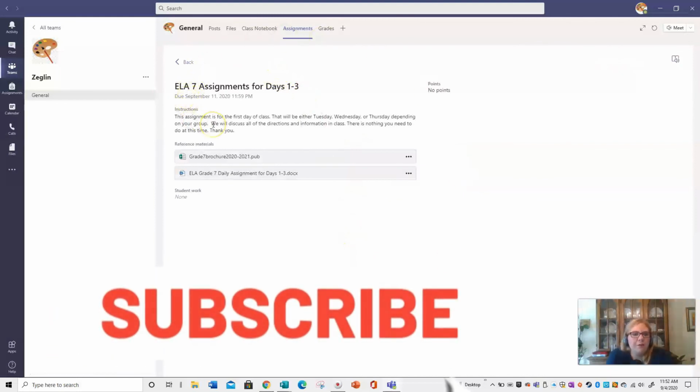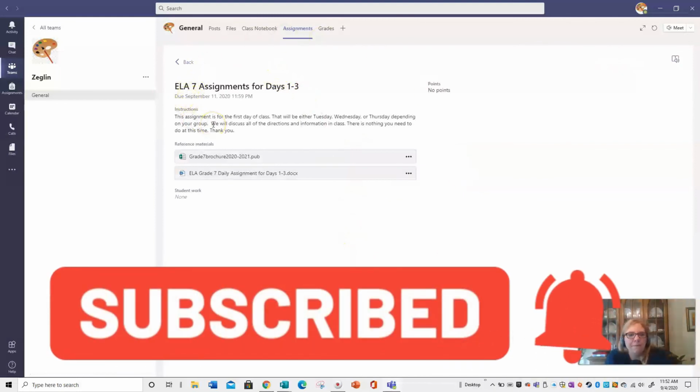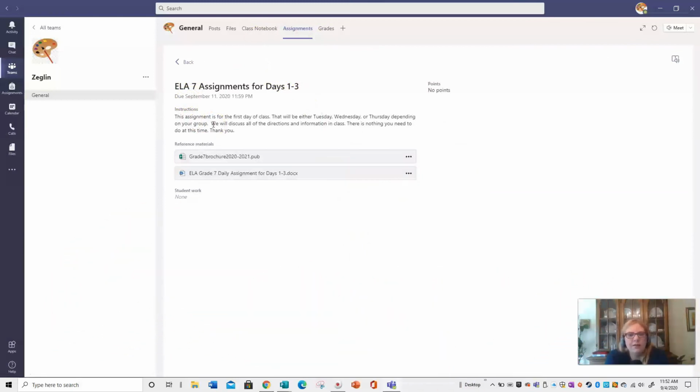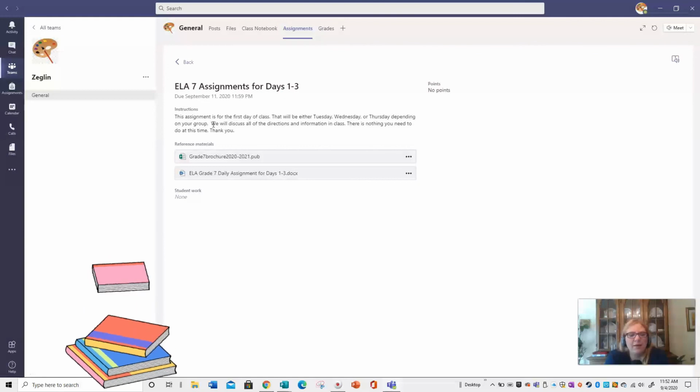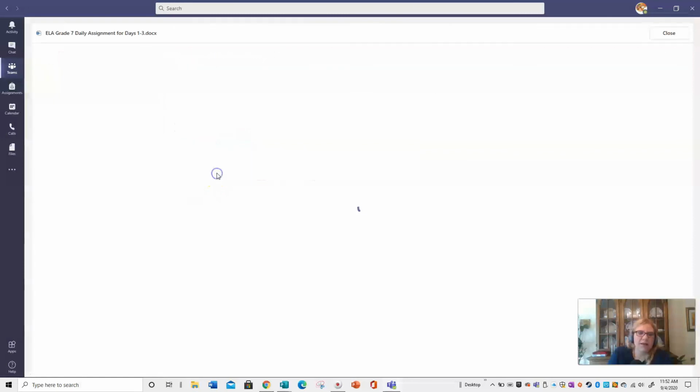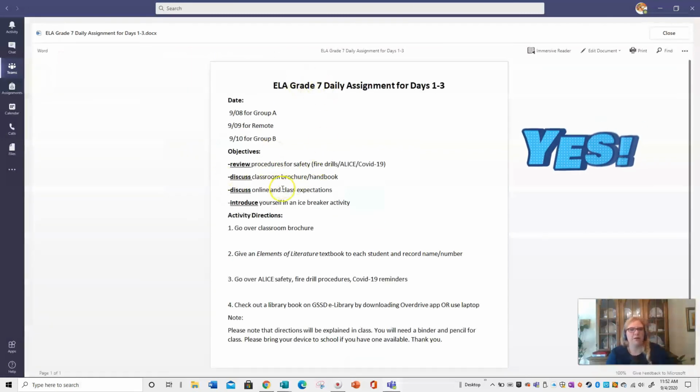Okay, so this is just for the first few days, and it says that first day for some of you is going to be Tuesday, Wednesday, or Thursday, depending on your group. And we'll discuss all this in the actual class meet. There's nothing that's graded that you have to do. I did include the brochure we just talked about. And then this is just what the assignment looks like of things we're going to do.